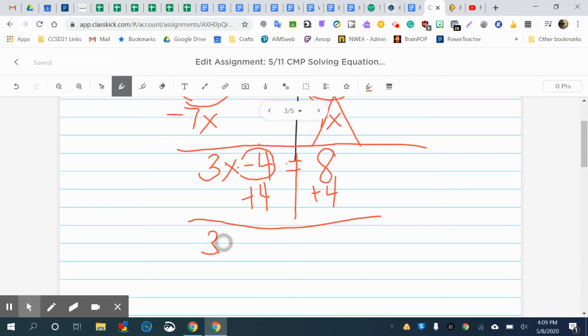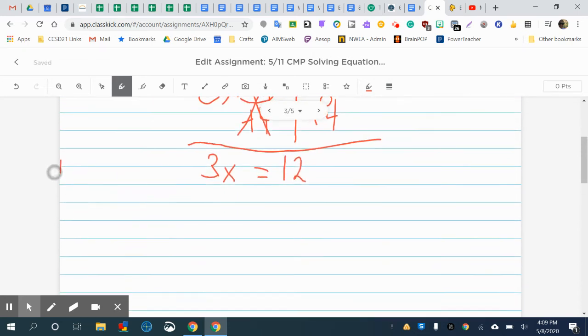I'm left with 3x, cancels out, equals 8 plus 4, 12. Okay, last step. Now I have 3x equals 12. I need to get that x by itself.